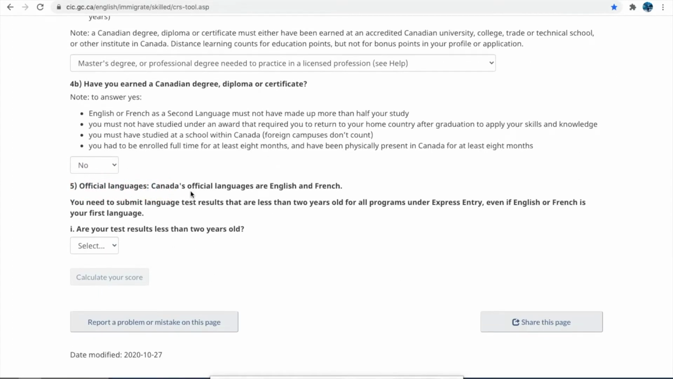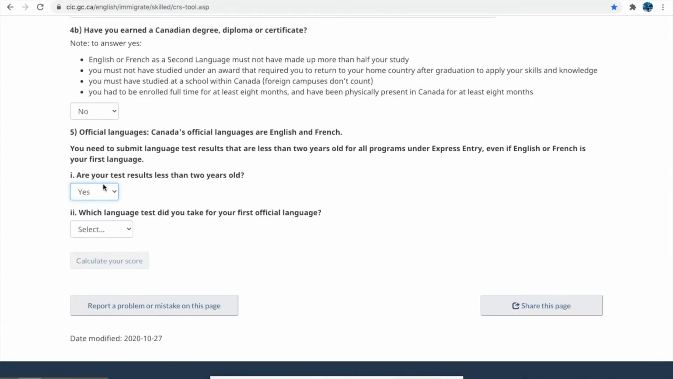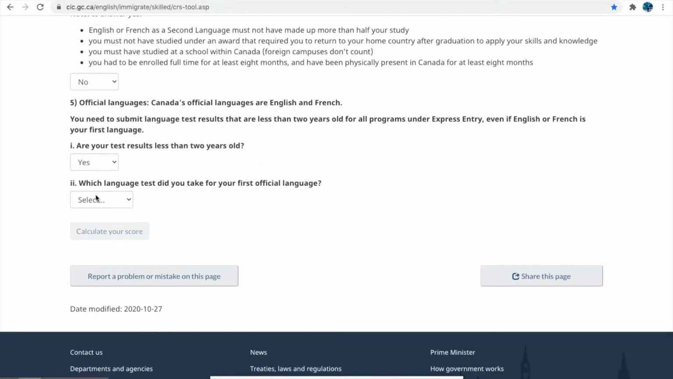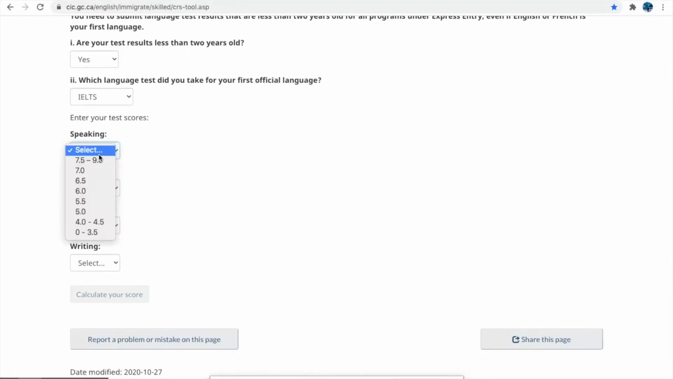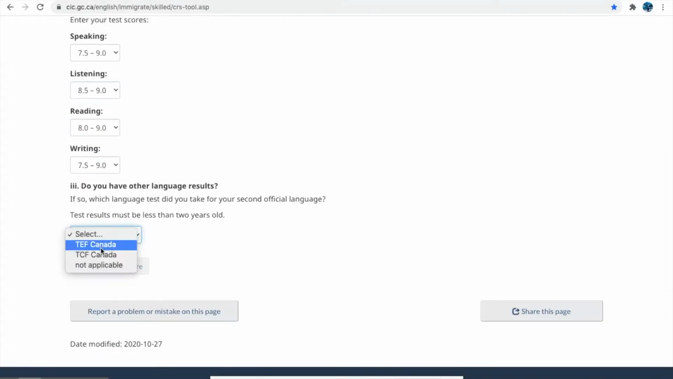For official languages, this is basically your language test results, so English or French, whatever exam was given. The test results should not be more than 2 years old. So we will select yes for that because the question says, are your test results less than 2 years old? Which language test did you take? So we'll select IELTS in this case, and let's assume the person got the highest bands possible. So in speaking 7.5, listening 8.5, reading 8, writing 7.5. You'll see if the person got 7.5 or he got 9, it's the same band. Similarly in other modules. For any other language results, we'll select not applicable.